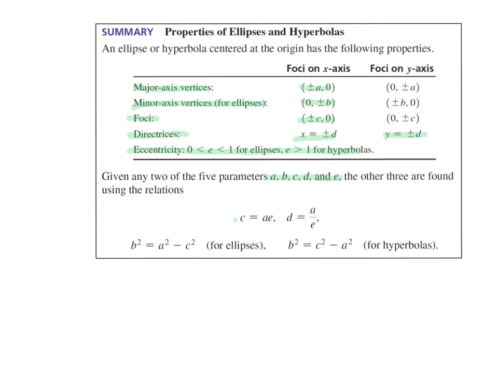That foci is equal to vertice times eccentricity. The directrix is equal to vertice over eccentricity. And then for ellipses, we have b squared is equal to a squared minus c squared. For hyperbolas, we have b squared is equal to c squared minus a squared. Okay, so it gets switched around.